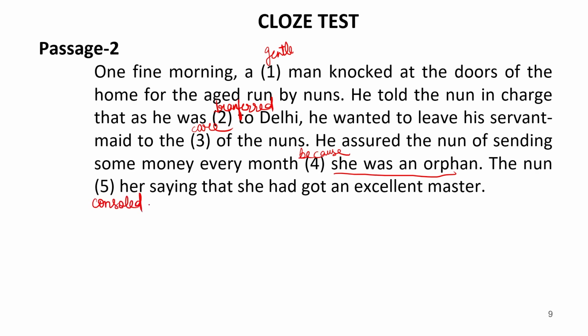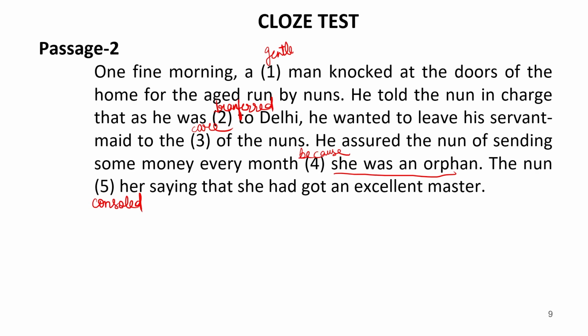So let us read the entire passage again. One fine morning, a gentleman knocked at the doors of the home for the aged run by nuns. He told the nun in charge that as he was transferred to Delhi, he wanted to leave his servant maid to the care of the nuns. He assured the nun of sending some money every month because she was an orphan. The nun consoled her, saying that she had got an excellent master. So this was the complete passage.